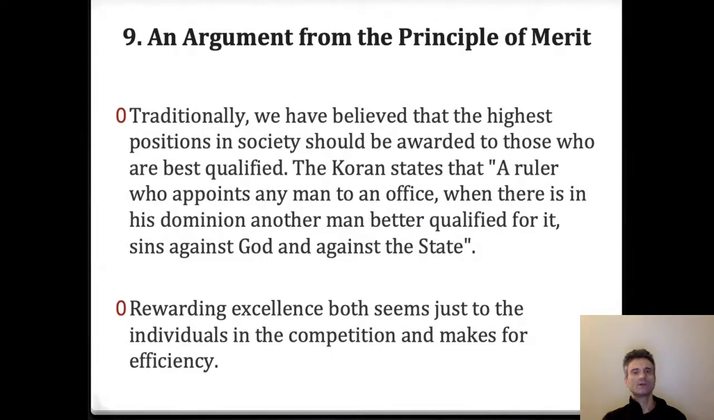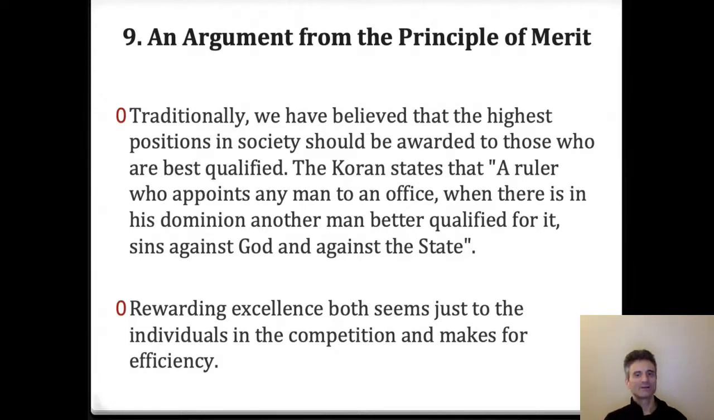Another argument is the argument from the principle of merit. Again, traditionally, we have believed that the highest positions in society should be awarded to those who are qualified. He mentions the Quran. The Quran says, a ruler who appoints any man to an office when there is in his dominion another man better qualified for the job than the first one, sins against God and against the state. So it's a double sin.